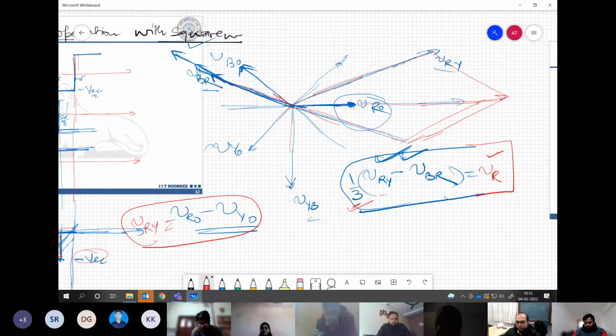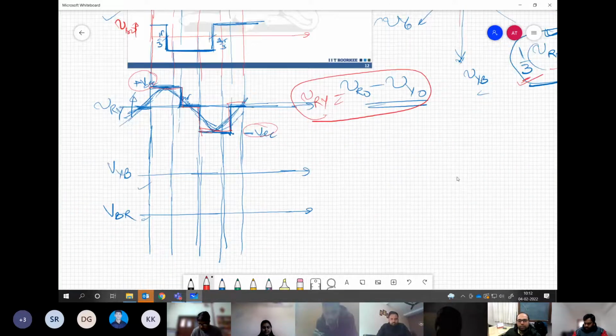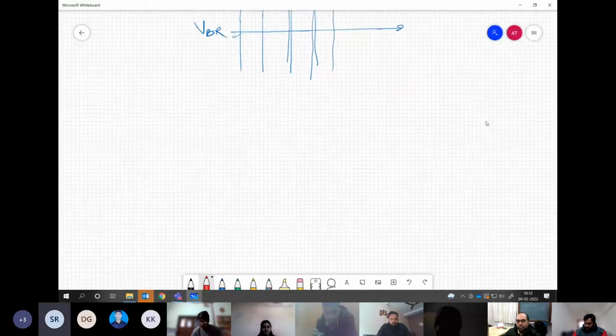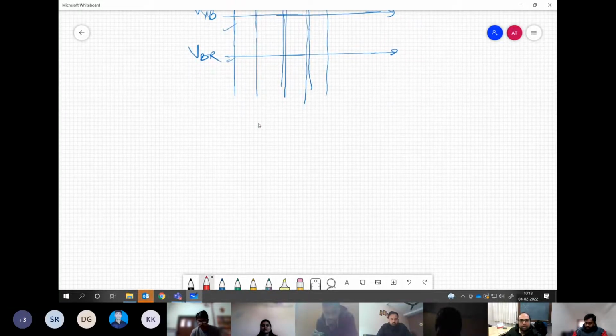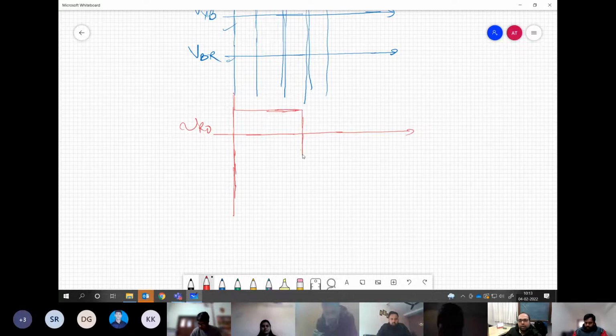So did you try plotting this on the graph, how it is looking? Yes, sir. So how does this look? Is it similar to VRO? No, sir. That's a good observation. So I draw VRO again for clarity, let us say. So this is pi and this is the negative half cycle. And this is how the waveform is repeating.